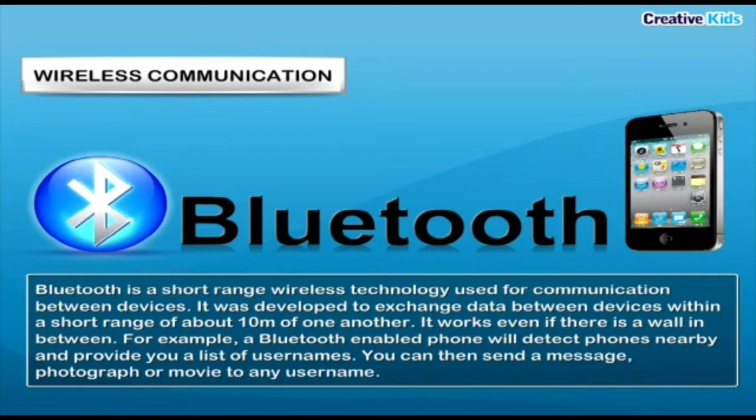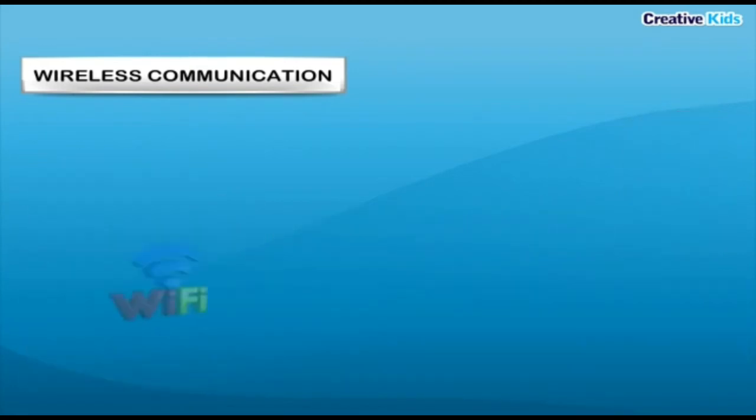For example, a Bluetooth-enabled phone will detect phones nearby and provide you a list of usernames. You can then send a message, photograph or movie to any username.